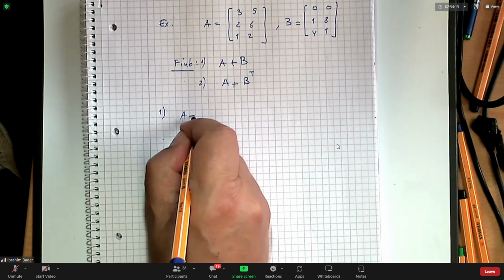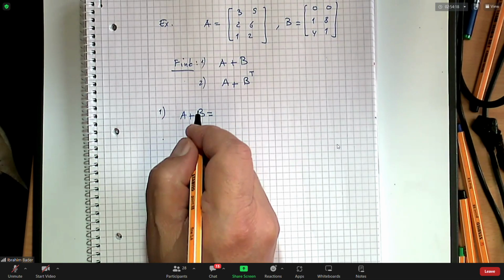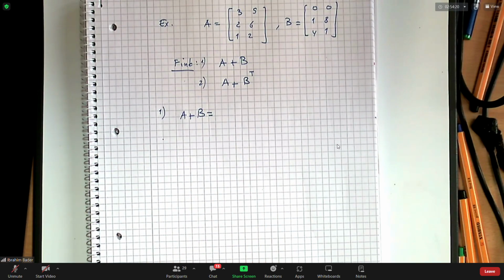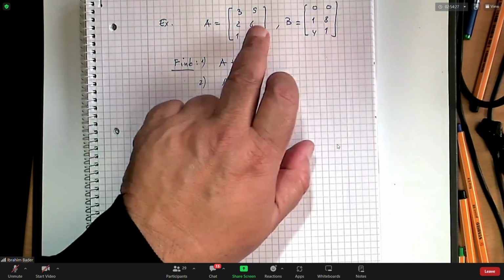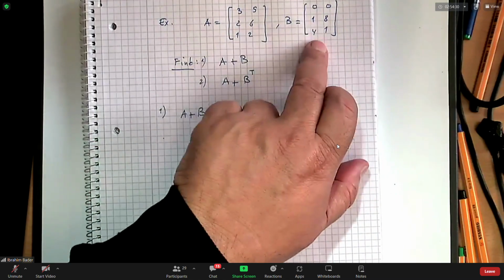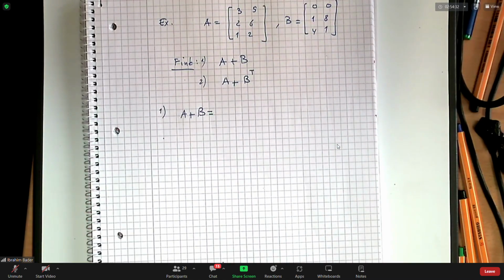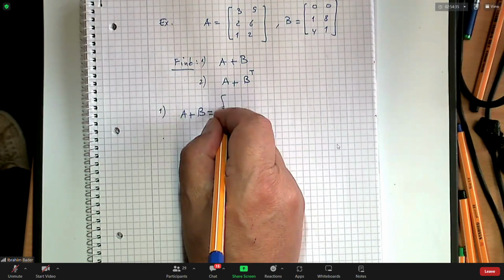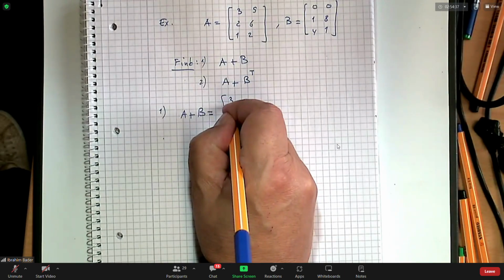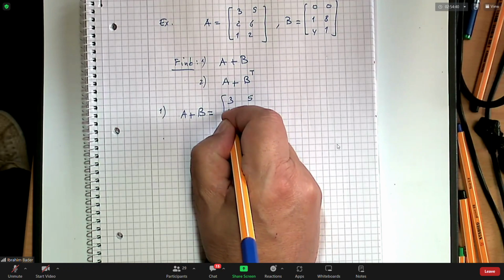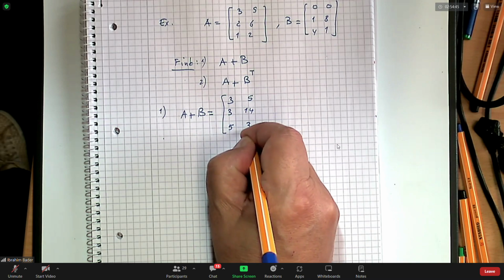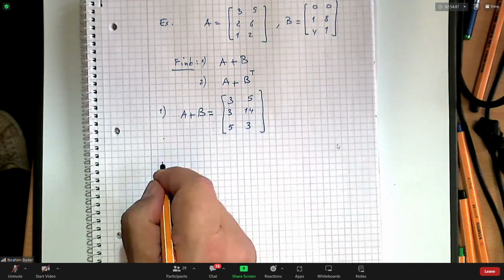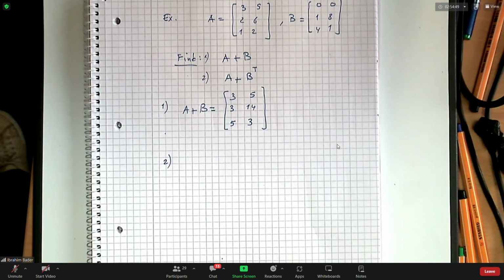What is A plus B? You add 3 to 0, you add 5 to 0, you add 2 to 1, you add 6 to 8, you add 1 to 4, and 2 to 1. Okay, so what is the result here? 3, 5, 3, 14, 5, 3. Now it's a little bit tricky here.